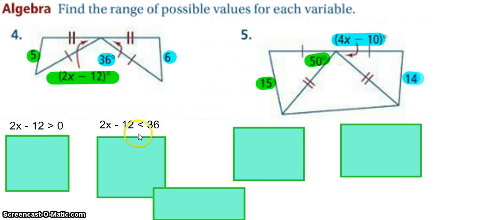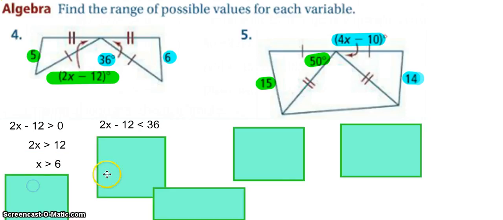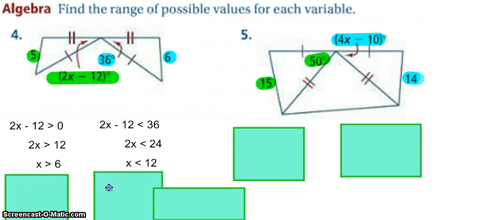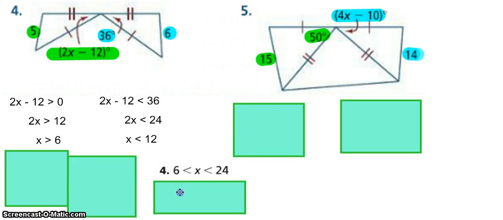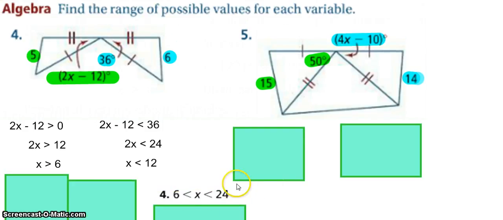And then this angle, 2x minus 12, will be less than 36 based on our Hinge theorem. I work through the algebra, and then I find that x must be greater than 6, and x must be less than 12. Therefore, I can say that the range for my x value is between 6 and, oh, I have an error. Ooh, here's my error right here.